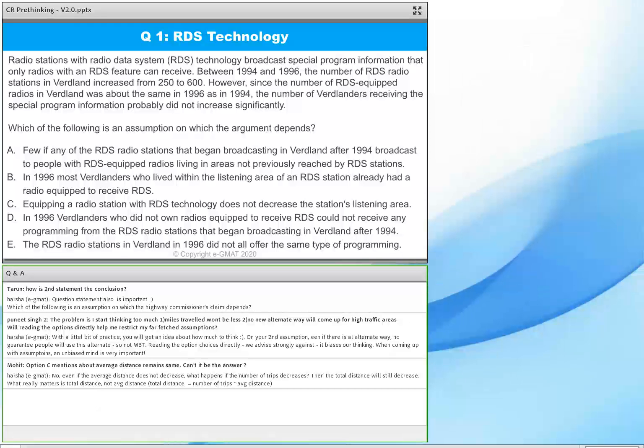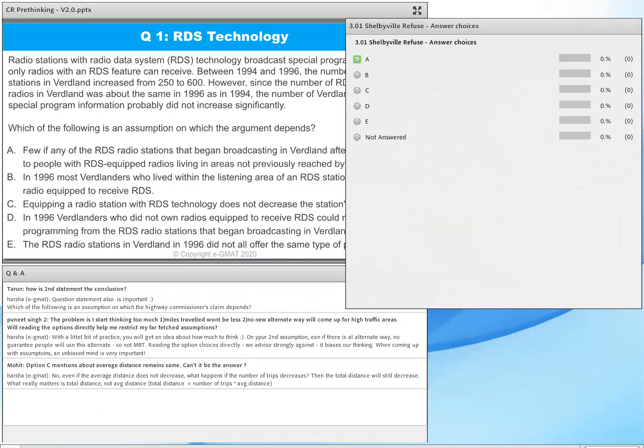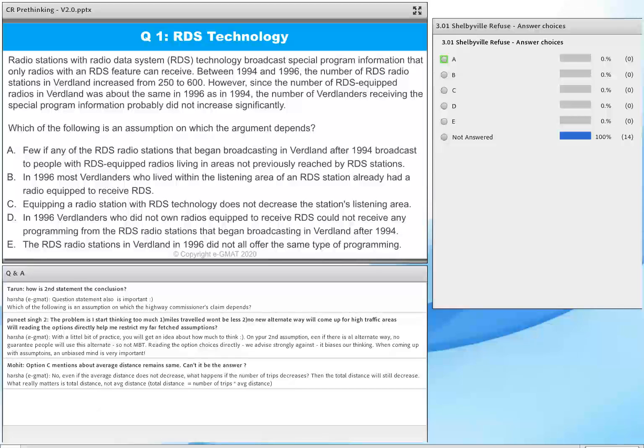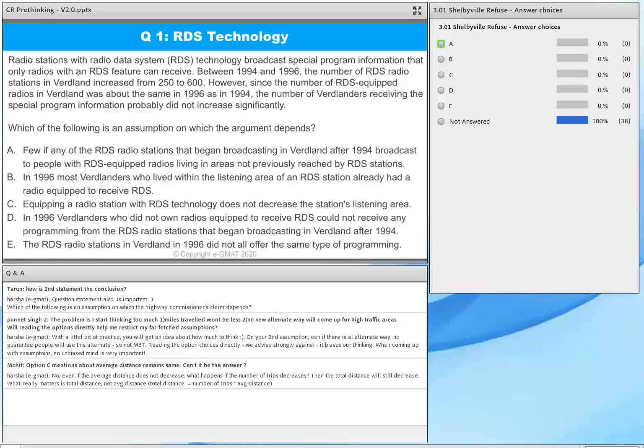We're going to do the same exercise with this one. I want about 60 of you to say not answered. And then I'm going to show the next question. The next question is still a difficult question, but it's easier than the RDS technology question. Okay, let's get about 60 of you over here. 5, 4, 3, 2, and 1. Here is the question.